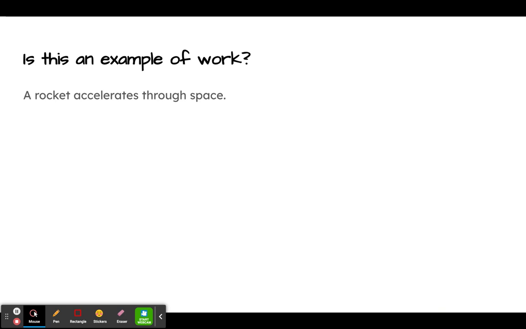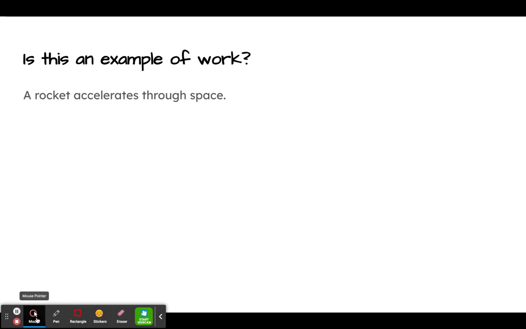And then this one is very similar to the example of free fall. A rocket accelerates through space. Is this an example of work? Well, you have your rocket. Let me draw a picture. I'll draw an orange rocket. And then it's going to have a force exerted on it. Is the rocket going to accelerate? Yes. Is there going to be a displacement? Clearly. And so there has to be work done on this rocket.